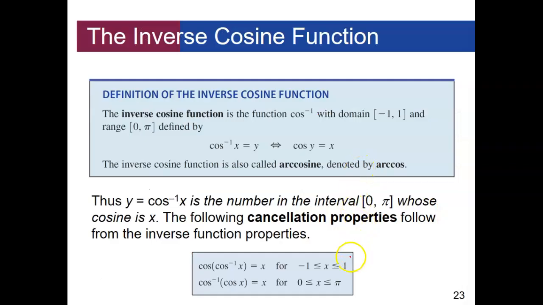Okay, we have a cancellation property for inverse cosine as well. So if we compose cosine and inverse cosine, they're going to equal x as long as we keep track of our domain. So if we have inverse cosine on the inside here, then we need to follow its domain, which is -1 to 1. If we have cosine on the inside, then we need to follow its restricted domain, which is 0 to pi.